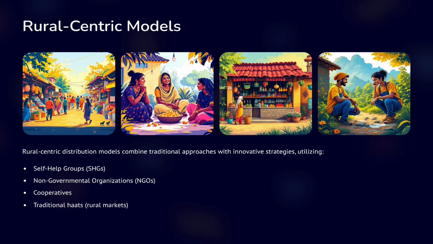All these efforts aim to build sustainable and long-term systems where many people and groups work together to serve rural consumers better. A good example of a traditional rural focused model is the use of haats or sandis. These are weekly markets commonly found in central India.